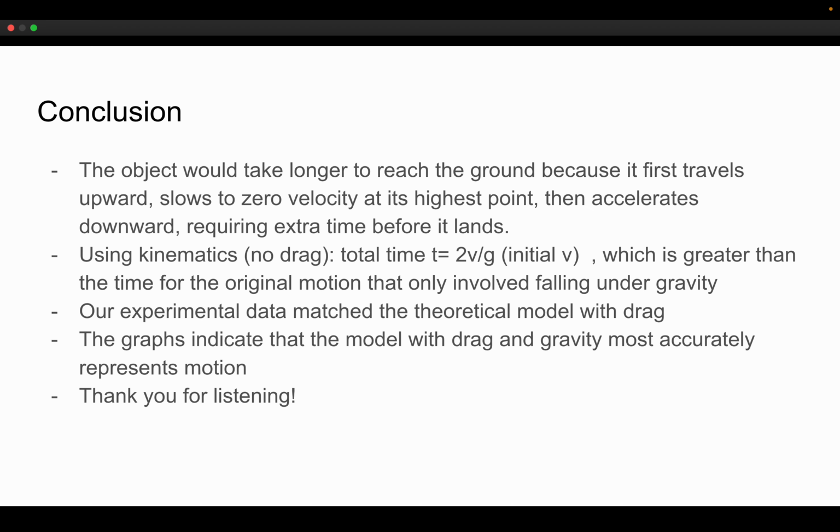In conclusion, the gravity plus drag model best represented the real motion of the paper ball. Air resistance clearly reduces the projectile's range and maximum height, and the gravity-only model didn't account for all forces present. The comparison of graphs and data showed that including drag gives a far more accurate prediction of the model.